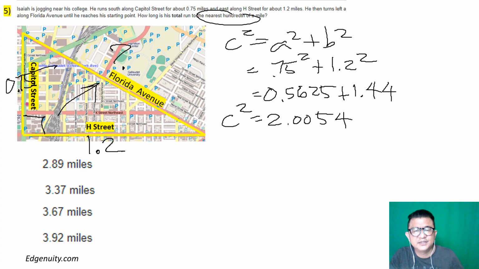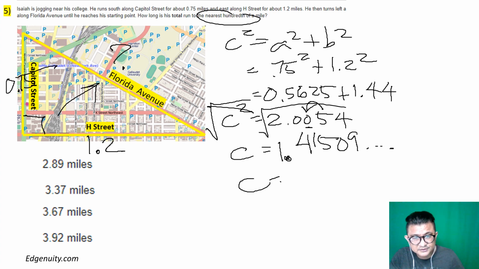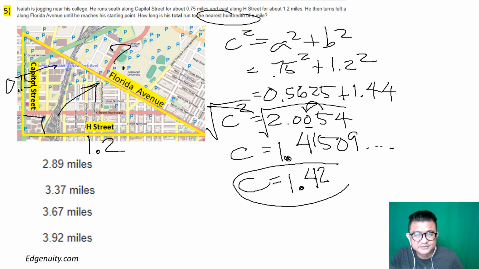Nearest hundredths, they said. So the hundredths is over here. That will affect that. So, oh, not yet. We forgot to square root. Square root to the left, square root to the right. C is equal to the square root of that, which would be 1.41509. It never ends. I could round it as 1.42, right? Because it has 2 decimal places.